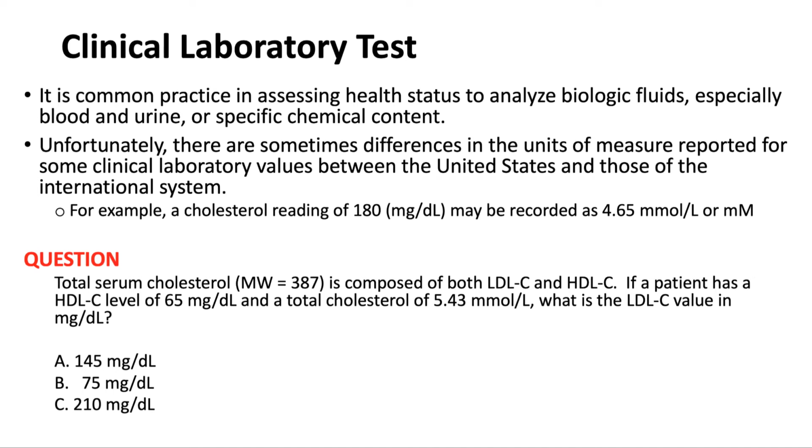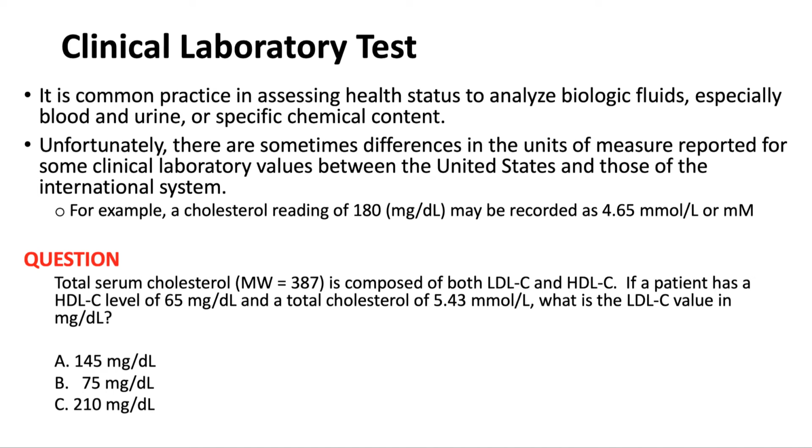Just as an example, cholesterol. We're going to use cholesterol as our example for this calculation. A patient's value that you might get from a laboratory would be 180 milligrams per deciliter. However, it could also come back from that same laboratory expressed as 4.65 millimoles per liter, or even as millimolar, because we already talked about how millimoles per liter is millimolar. So you might have a value of 4.65 versus a value of 180. It's the same thing, but it's different units.